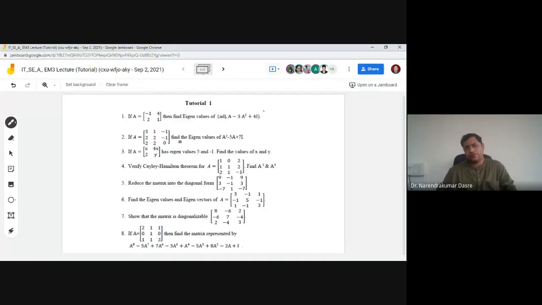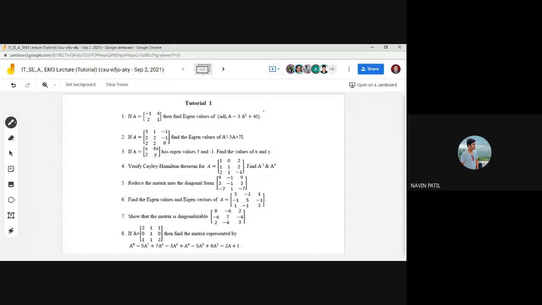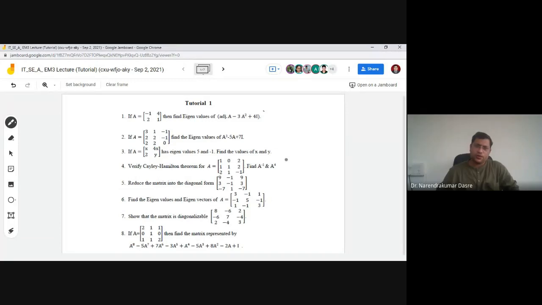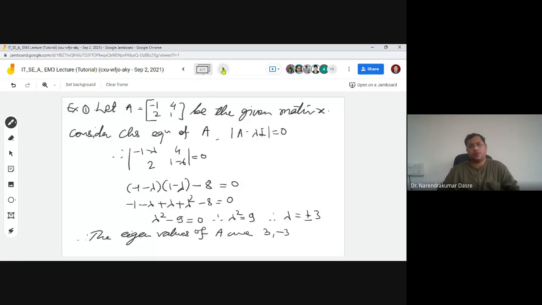So here we have the Cayley-Hamilton theorem. Will you be able to verify the Cayley-Hamilton theorem? Yes, sir. Okay, so now the question is how to calculate A inverse and A raised to 4 after verifying the Cayley-Hamilton theorem.